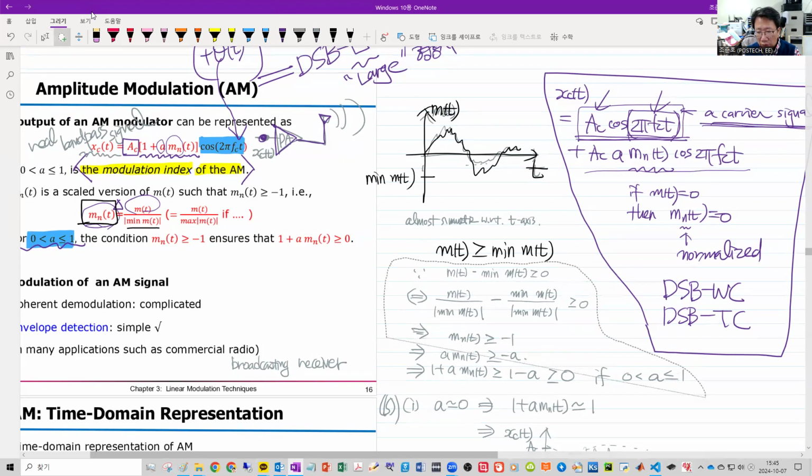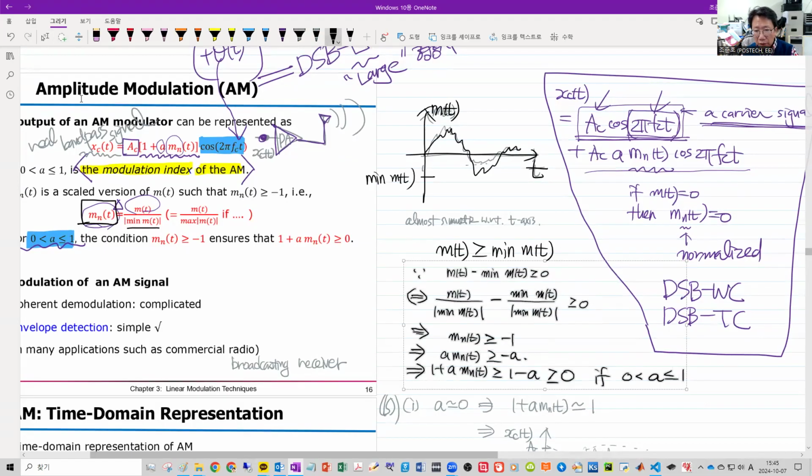So this part is very important. So let me mark it. Okay, so we started from our message signal that could be positive and negative. So we find the minimum of M of t. Usually it's a negative value. And now let's move the right-hand side term to the left-hand side by subtracting the same thing. Then we have something like this.